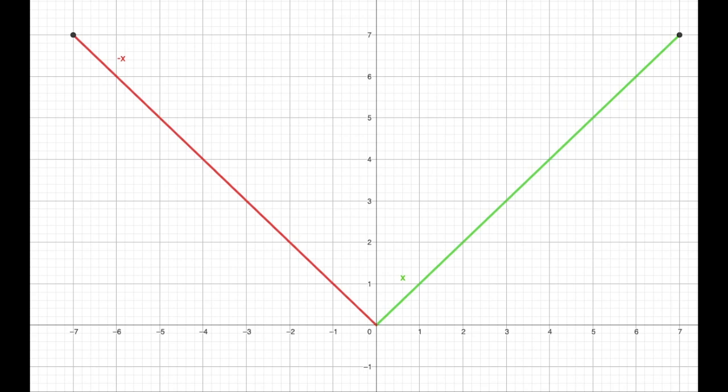The steepness of the lines tells a story. As x moves further from 0, the distance grows faster, hence the steeper slope.